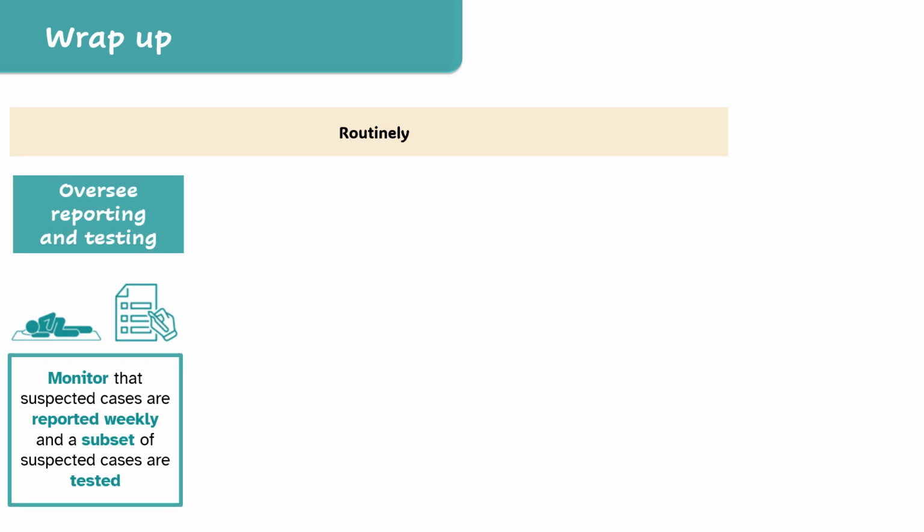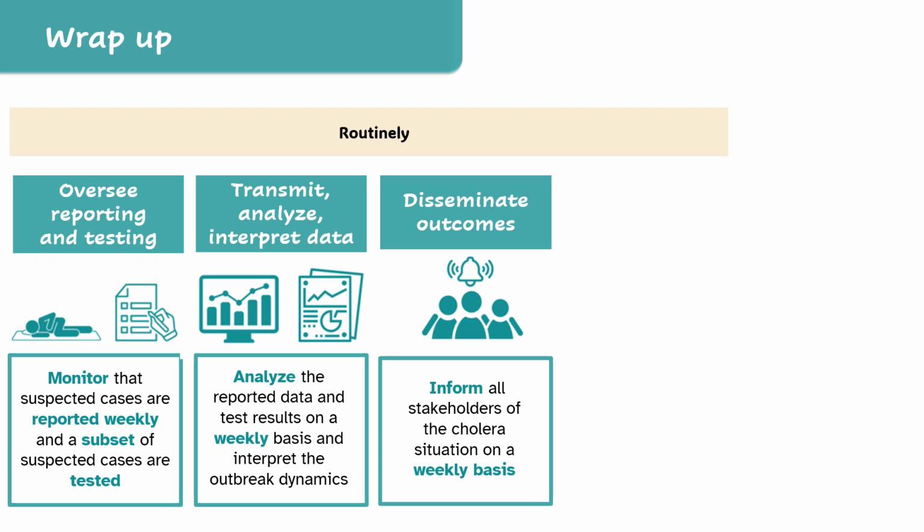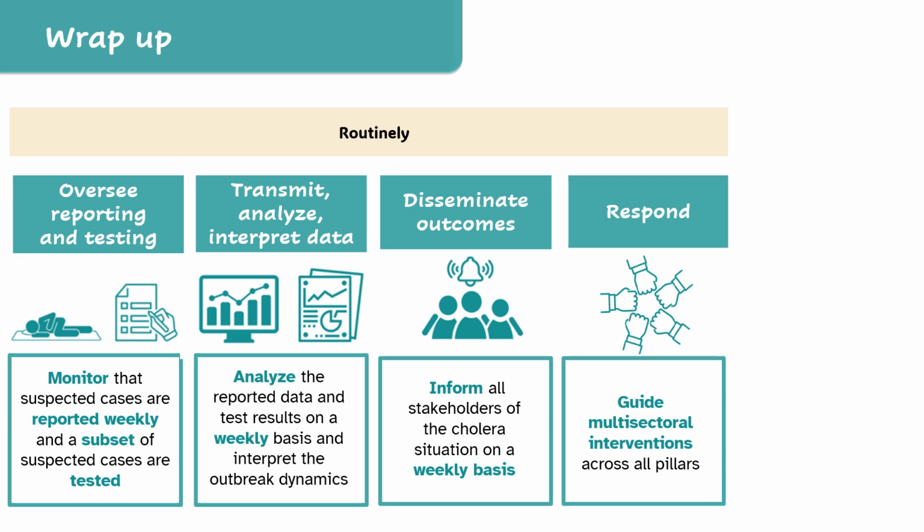As we wrap up this module, here is a summary of the key role of health authorities when the surveillance objective is to monitor an outbreak. On a routine basis, health authorities monitor that suspected cases are reported on a weekly basis and that a subset of suspected cases are tested. Health authorities analyze the reported data and test results on a weekly basis to interpret the outbreak dynamics. Health authorities then update weekly all stakeholders on the cholera situation, and this is used to guide multisectoral interventions across all pillars to control the outbreak.